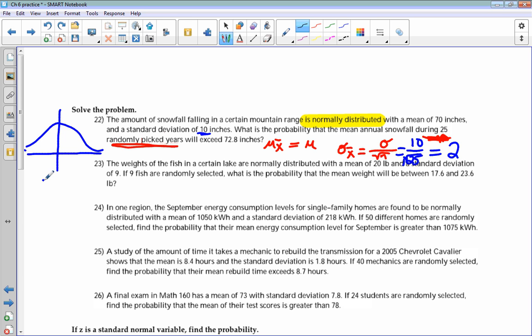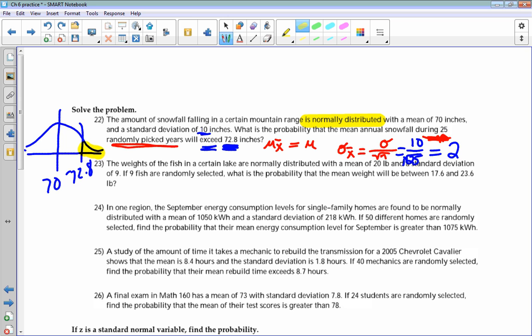The mean is 70 inches, and I want to know the probability that 25 of them will exceed 72.8. Obviously, 72.8 would be here, and exceed is a greater than. So when I do my highlighted area, it's just going to be this area here of the tail.